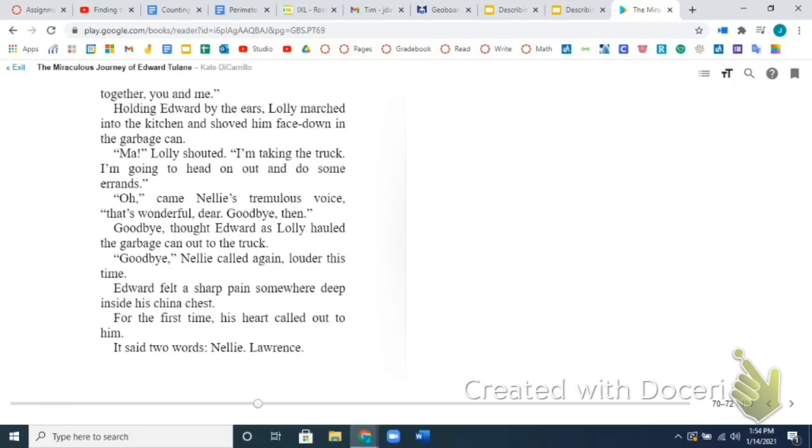"Oh," came Nellie's tremulous voice. That means it was shaking. "That's wonderful, dear. Goodbye, then." "Goodbye," thought Edward, as Lolly hauled the garbage can out to the truck. "Goodbye," Nellie called again, louder this time.